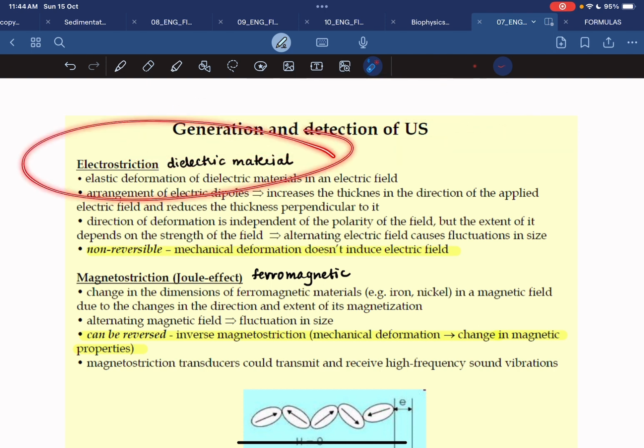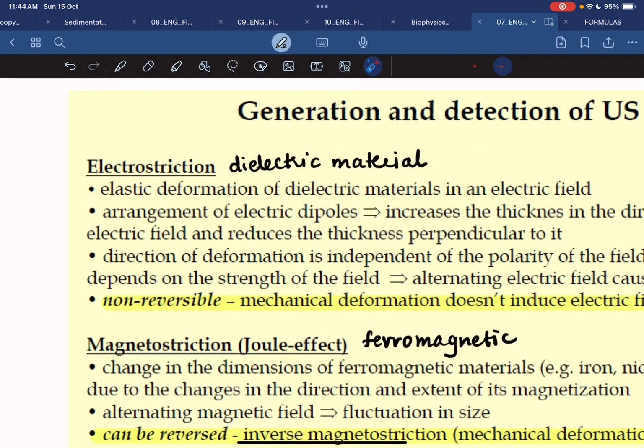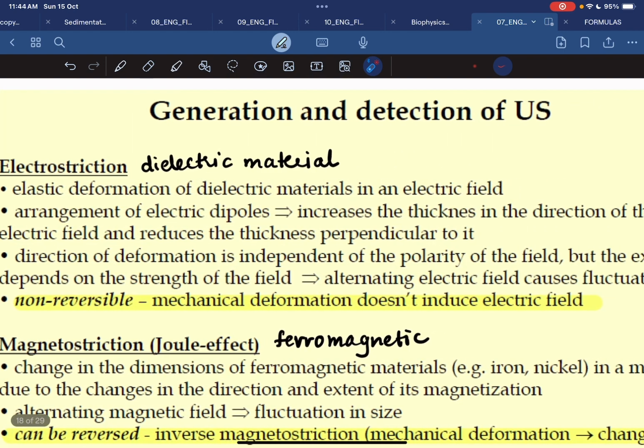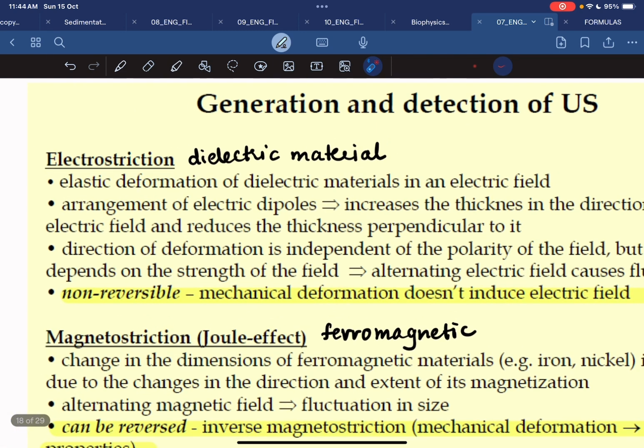Now, electrostriction is the process of generating ultrasound, and you use dielectric materials in them. What is a dielectric material? Dielectric materials do not conduct electricity. We have metals, they conduct electricity. We have wood, it does not conduct electricity. But dielectric materials are materials whose properties are influenced by an electric field, but they do not conduct electricity. They have dipoles inside this material.